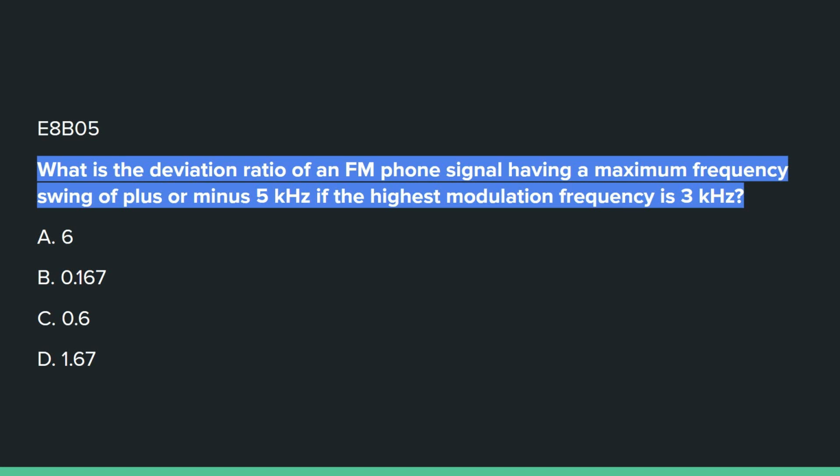E8B05, what is the deviation ratio of an FM phone signal having a maximum frequency swing of plus or minus 5 kHz if the highest modulation frequency is 3 kHz? D, 1.67.